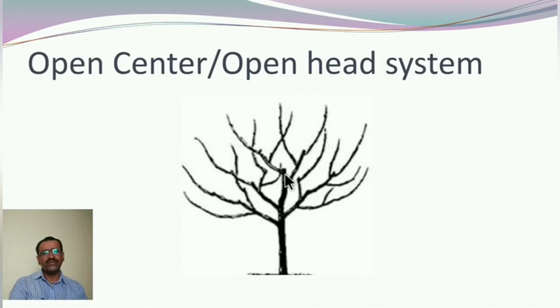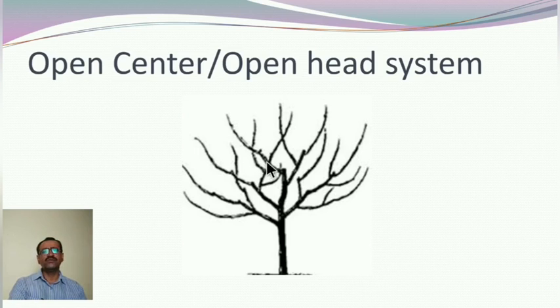When the plant attains a height of 40 to 50 centimeters, the main trunk is beheaded here. After that, 3 to 5 nearly equally developed primary lateral branches, which are well scattered, arranged and distributed, are allowed to develop from the trunk. This is the trunk, and from this trunk 3 to 5 branches are equally developed. This is the open center.